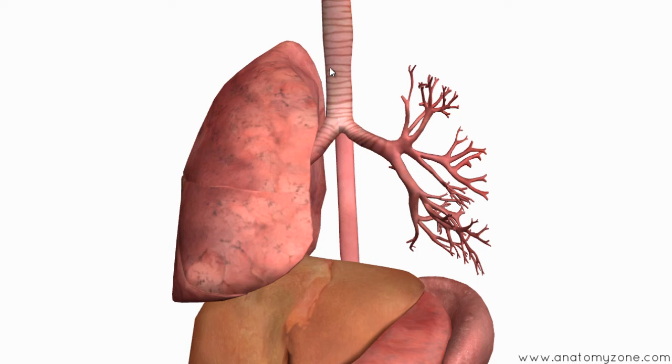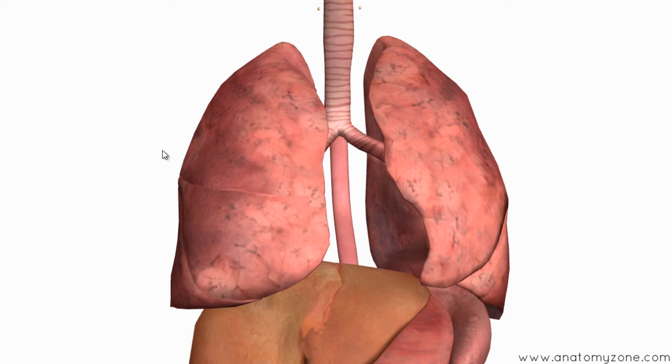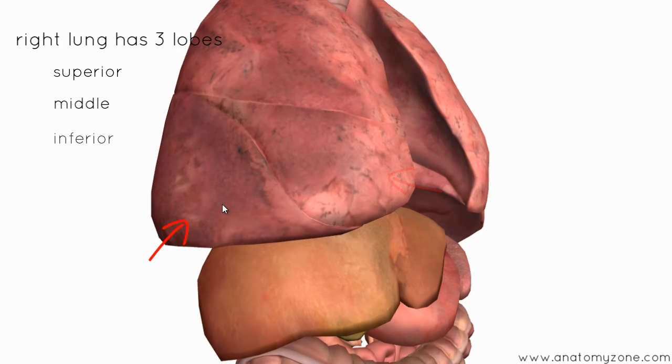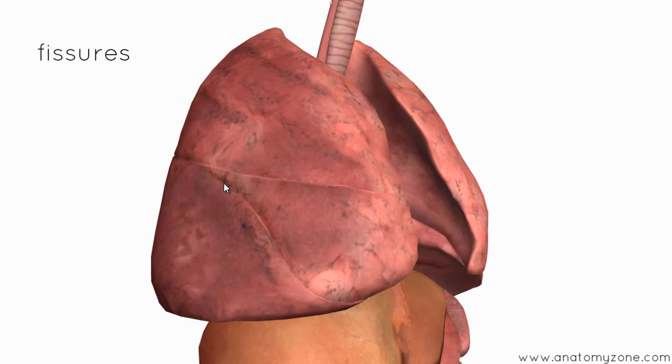So for now, just remember that the trachea divides into the right and left main bronchi, which divide into secondary bronchi, which divide into tertiary bronchi. These secondary bronchi are called lobar bronchi because they supply the lobes of the lung with air. So the right lung, which is this lung here, has three lobes. You've got a superior lobe, a middle lobe, and an inferior lobe. And these lobes are separated by fissures.